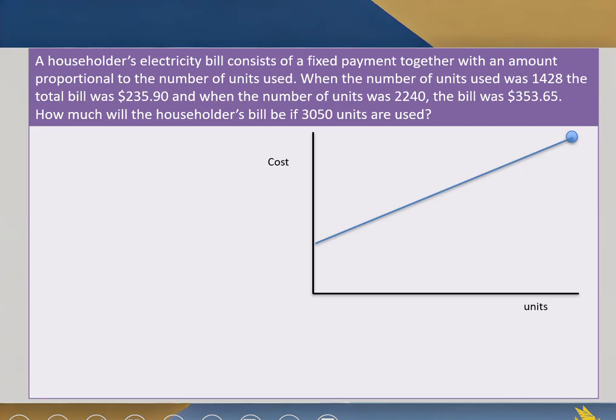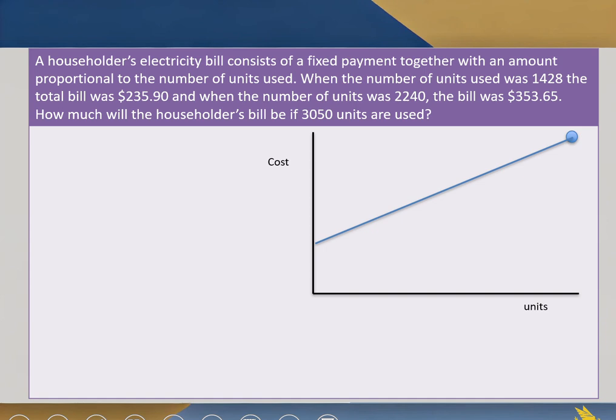I've drawn a picture just so we can visualize. So this question: a householder's electricity bill consists of a fixed payment together with an amount proportional to the number of units used. When the number of units used was 1,428, the total bill was $235.90. And when the number of units was 2,240, the bill was $353.65. How much will the householder's bill be if 3,050 units are used?